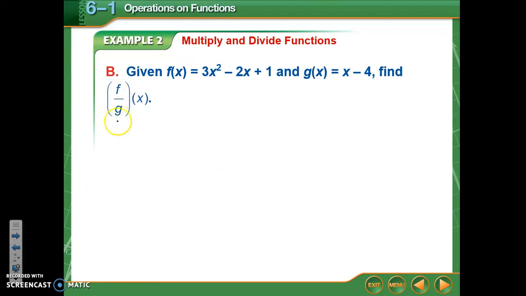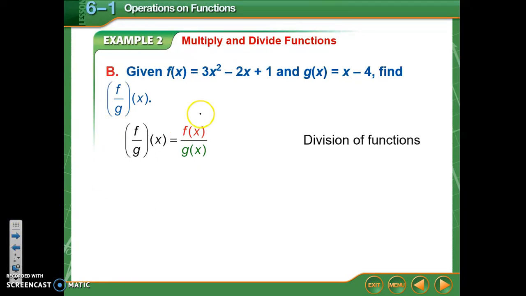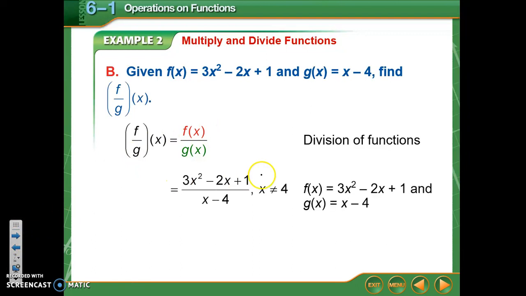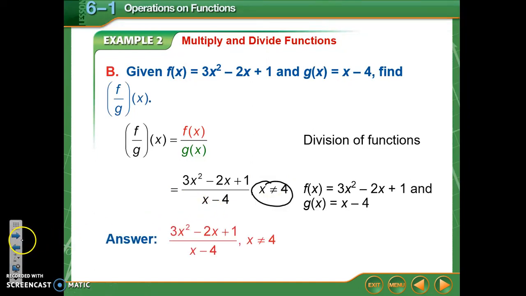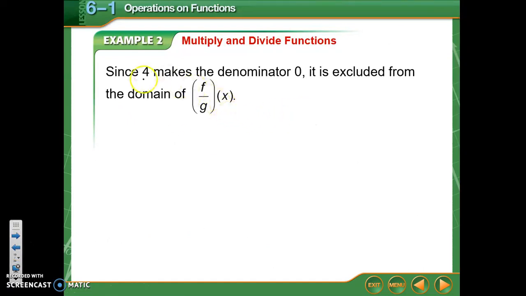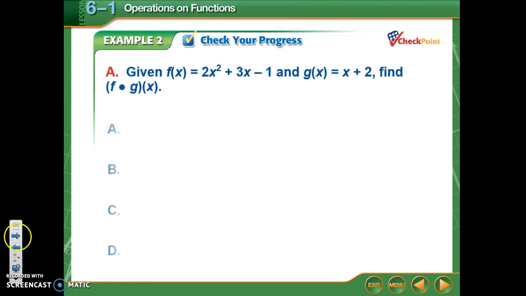All right, with division, f over g of x, depending on the situation, you may or may not be able to simplify very much. So I'm just going to set up my quotient of f of x over g of x, which looks like this. And then I have to make sure again to write my restriction. Since my denominator is x minus 4, x cannot be 4. Otherwise, it would not be defined. Again, just talking about the domain. 4 is what makes the denominator 0. So when we say x cannot equal 4, we're excluding it from our new domain, from the domain of our new function. Okay, you guys try this one.